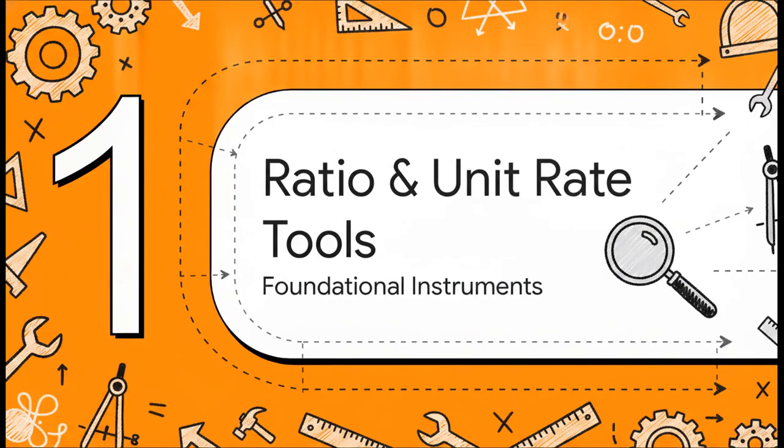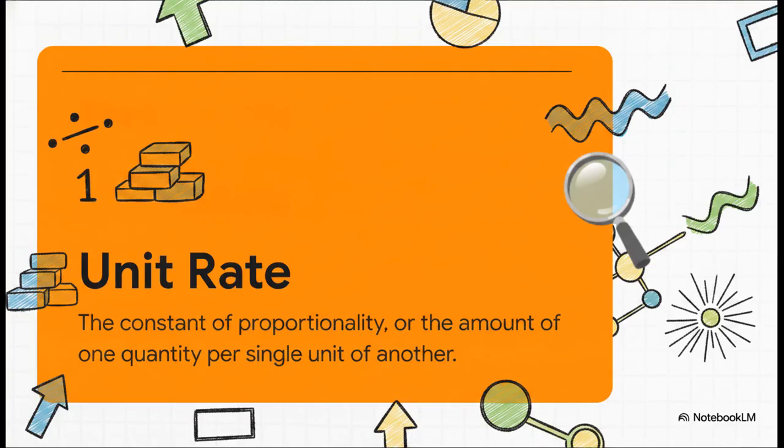Section 1. Ratio and Unit Rate Tools. All right, to build our foundation, we really need to understand our most reliable tool, and that is the unit rate. A unit rate basically strips a complicated relationship completely down to its most basic form. It asks one very simple question: how much for just one? In math terms, you'll hear this called the constant of proportionality. It's a big, fancy phrase, I know, but it just tells you exactly how one quantity scales in relation to a single unit of another.